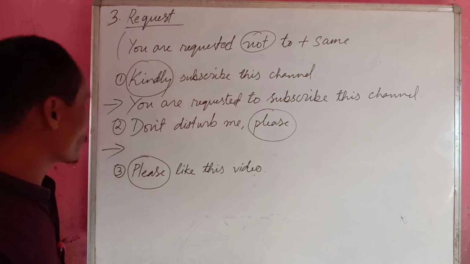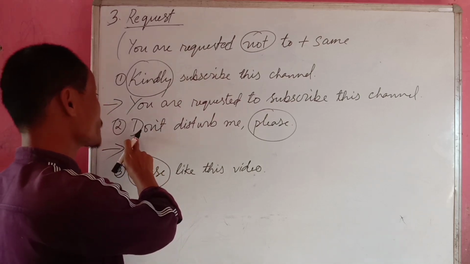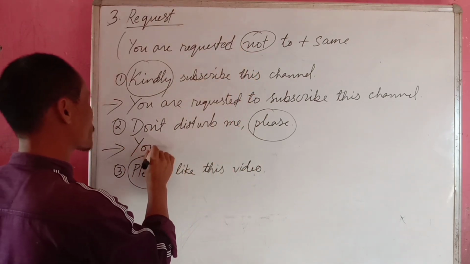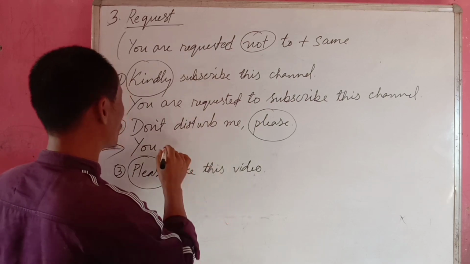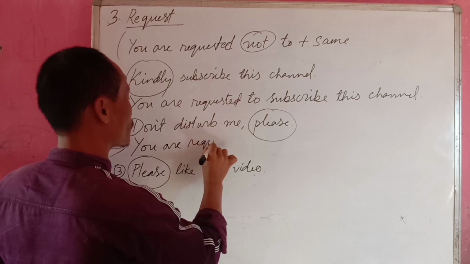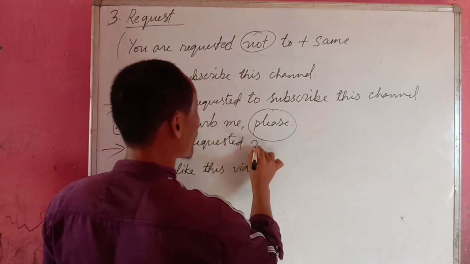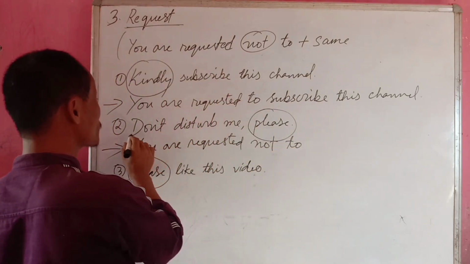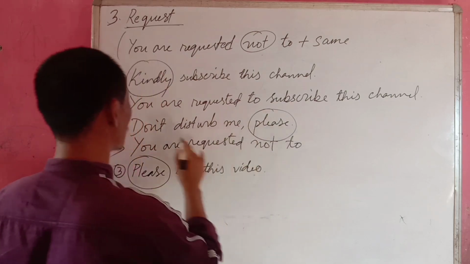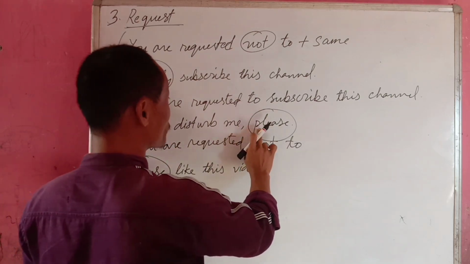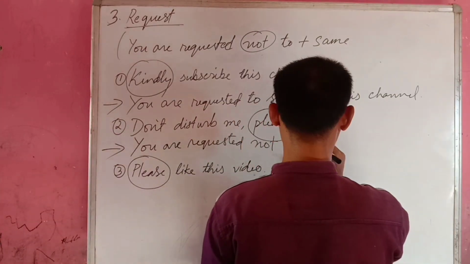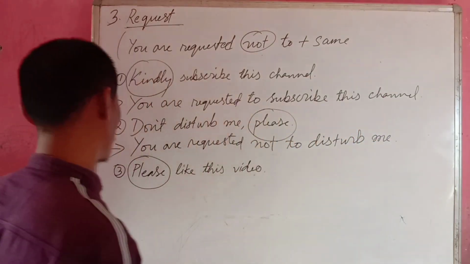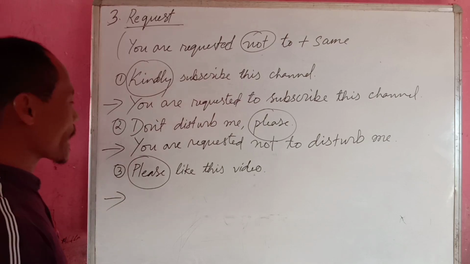Similarly, the second one also we can change like this, but this is a negative sentence. Don't is there, so we have to use not. This is also the same thing. We have to put only the verb not. You are requested not to. After that, since "don't" is changed into "not to", we will not use "don't" also, and we will not use please also. You are requested not to disturb me.